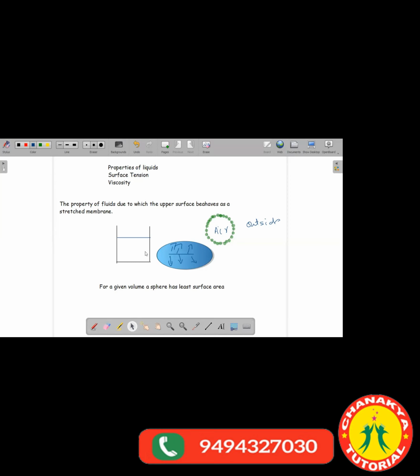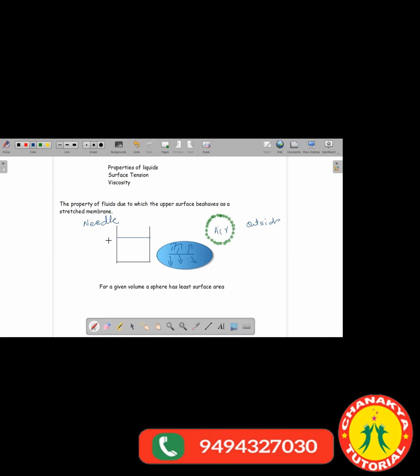Now see how we can demonstrate it by another example. We can take a needle. As you know, a needle will always sink in water. Its density is higher than water, right? So the density of the needle is higher than water, and hence if you put this needle in water, this needle will sink.